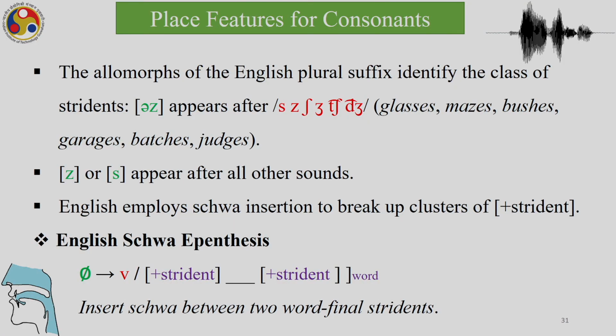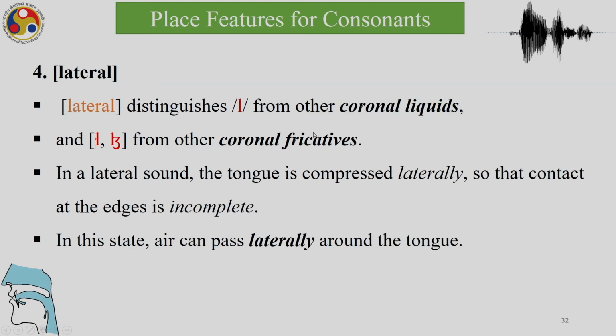The allomorphs of the plural suffix identify the class of stridents. For instance, in English, whenever the last consonant is one of these stridents, the plural is glasses, mazes, bushes, garages, batches, or judges. English employs schwa insertion to break up clusters, so before a strident, a schwa is inserted, and then we have this form. Lateral distinguishes l from other coronal liquids, and there could be lateralized fricatives like coronal fricatives.